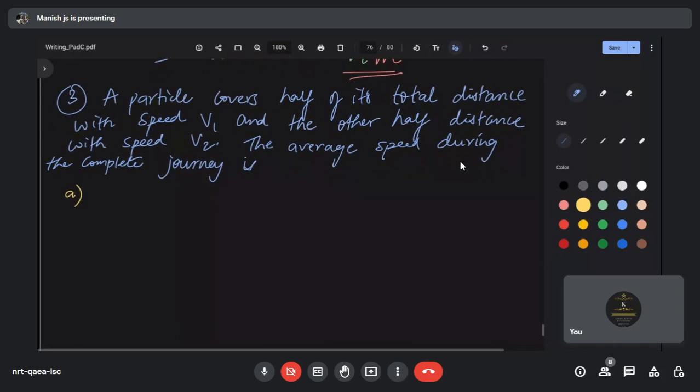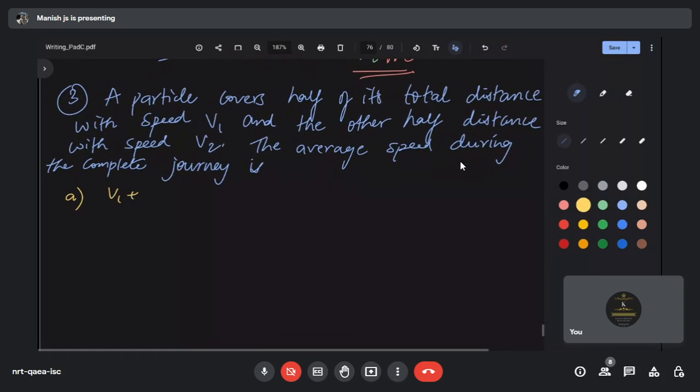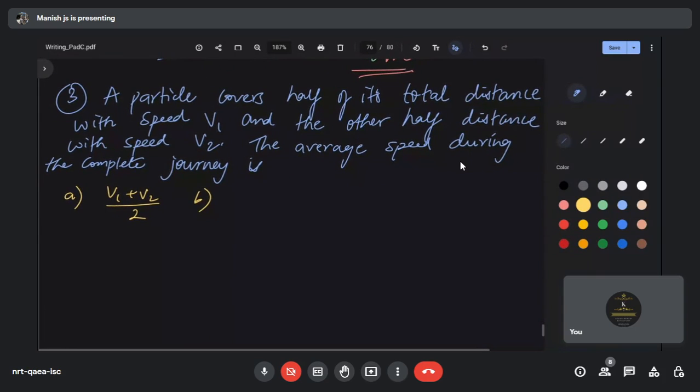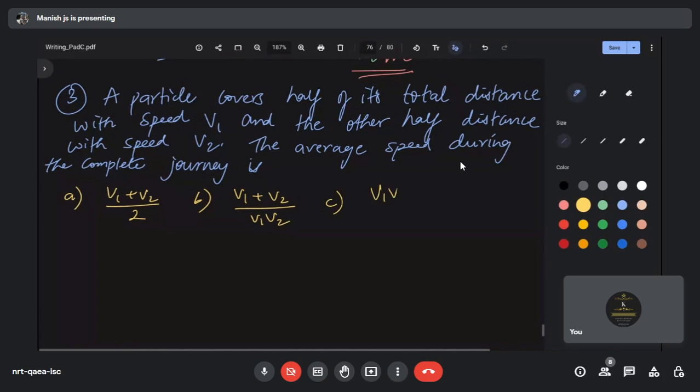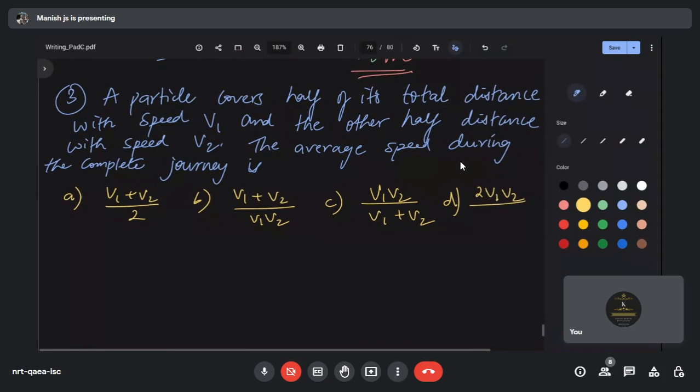options. So option A, v1 plus v2 by 2. Option B, v1 plus v2 divided by v1 v2. Option C, v1 v2 divided by v1 plus v2. Option D, 2v1 v2 divided by v1 plus v2.